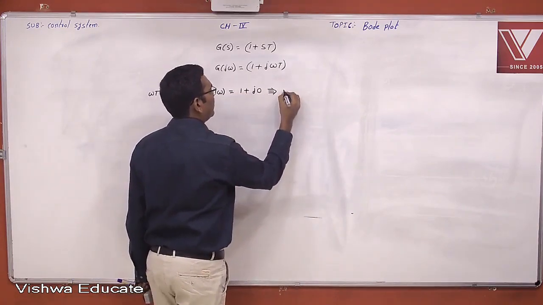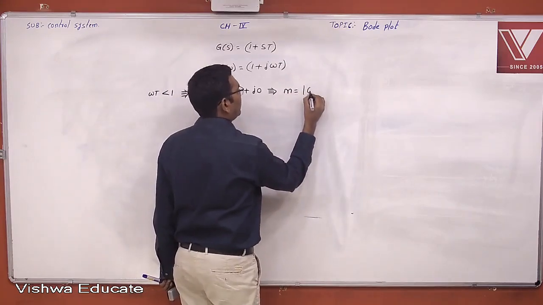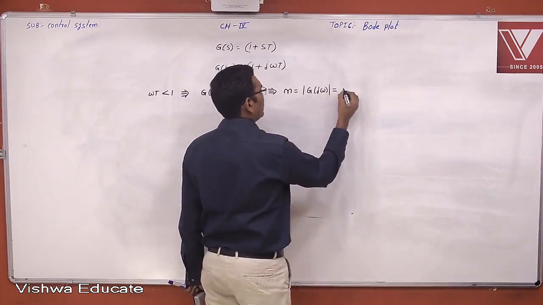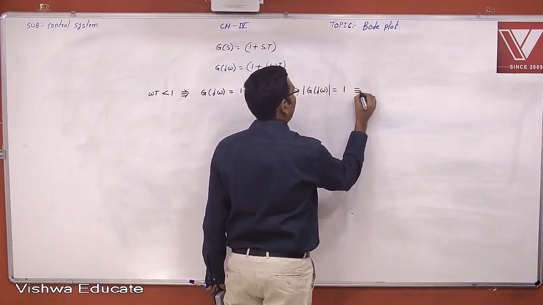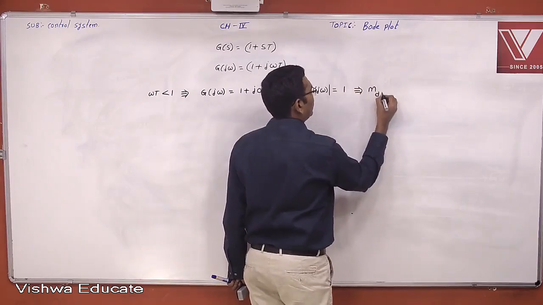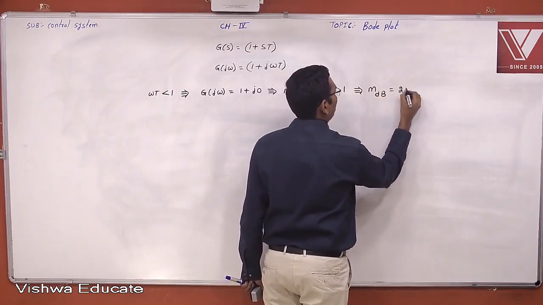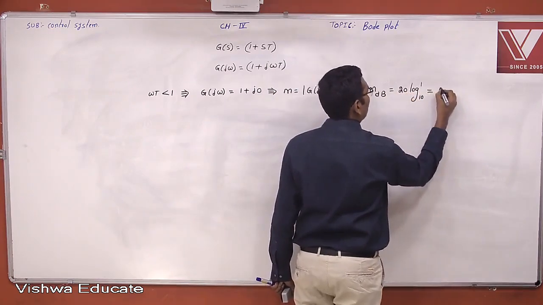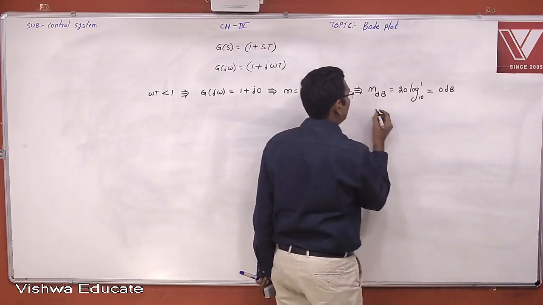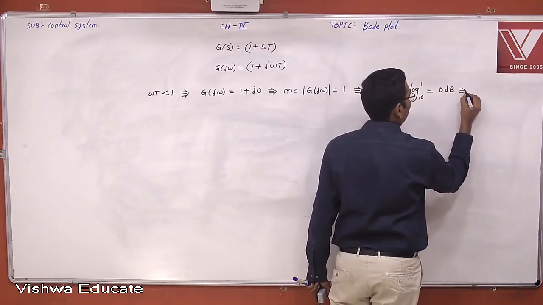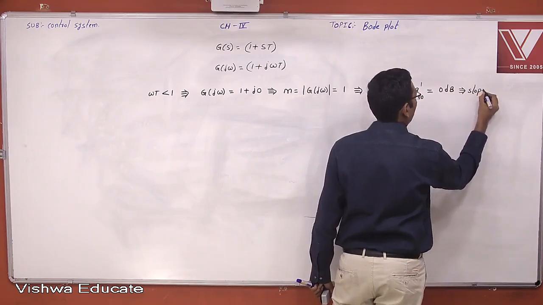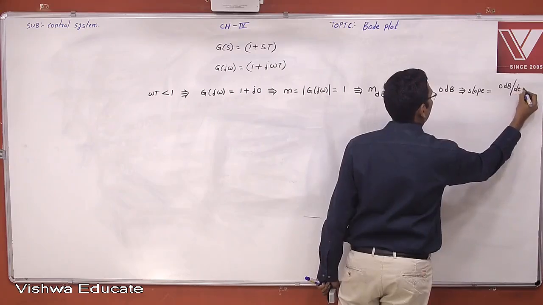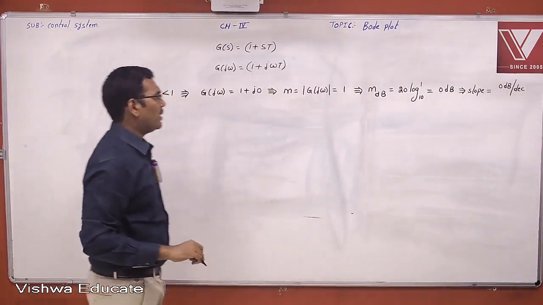Therefore, the magnitude of G of j omega is equal to square root of a square plus b square, which is 1. But I want it in terms of dB, so magnitude in dB is equal to 20 log 1 base 10, which is equal to 0 dB, and the slope is 0 dB per decade.